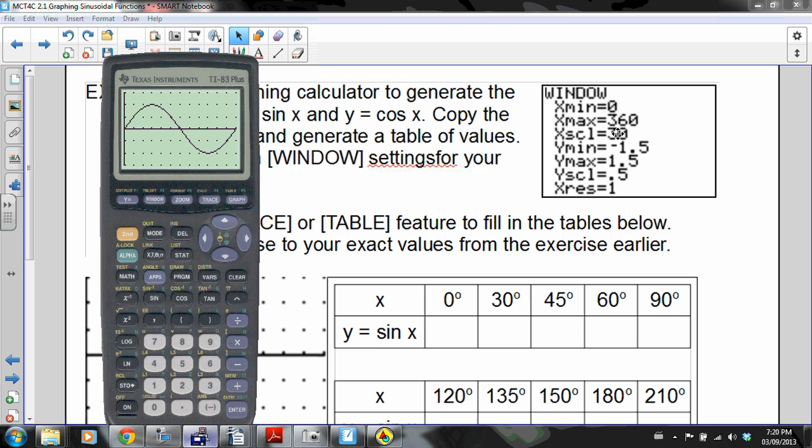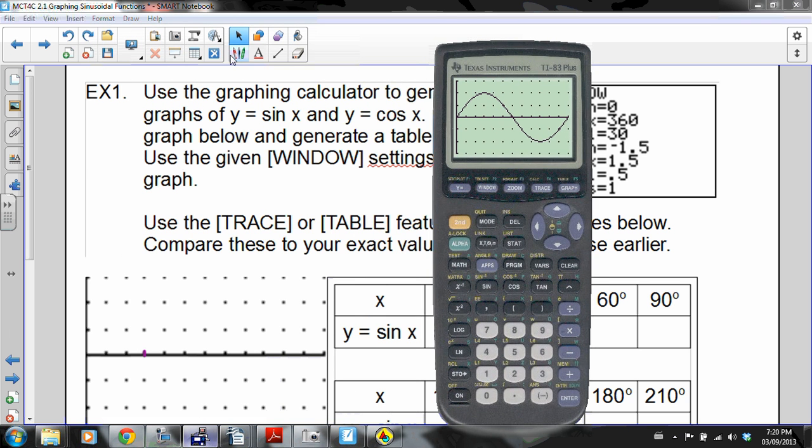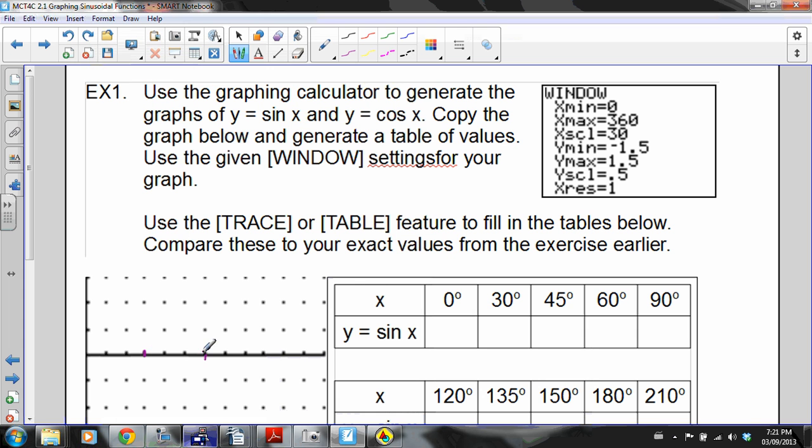Every 30 degrees is an important point, and I get that familiar shape. Every 30 is an important point. Goes from 0 to 1 to 0 to negative 1. Oops, that was pretty bad. Oh well, you can do better. And so on. That's 1. It's 90. And then it says to use the trace or table feature.